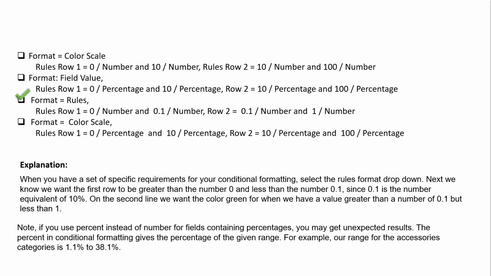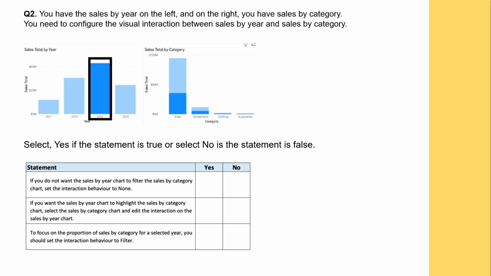The percentage in conditional formatting gives the percentage of the given range. For example, our range for the accessories category is 1.1 to 38.1%. So that's why we don't use percent, we would use number. Let's move on to question number 2.